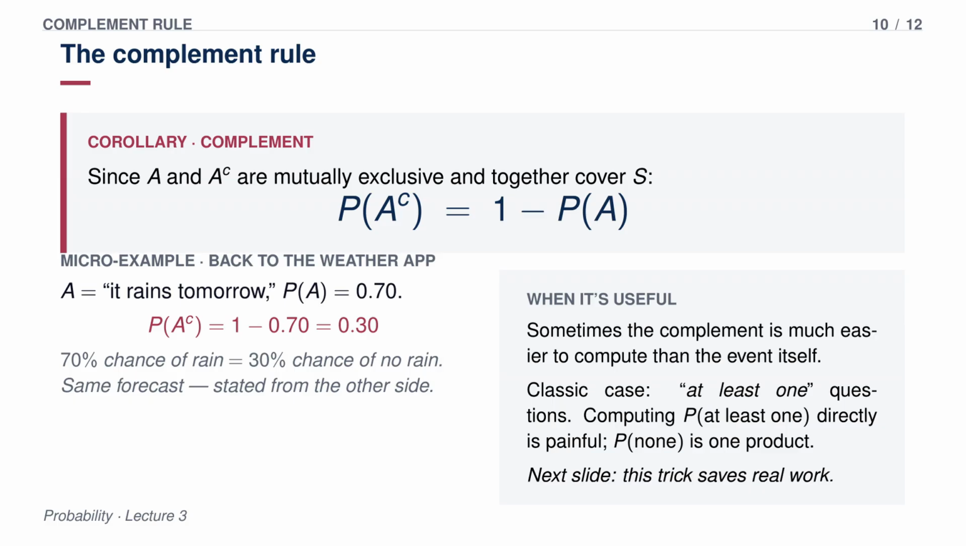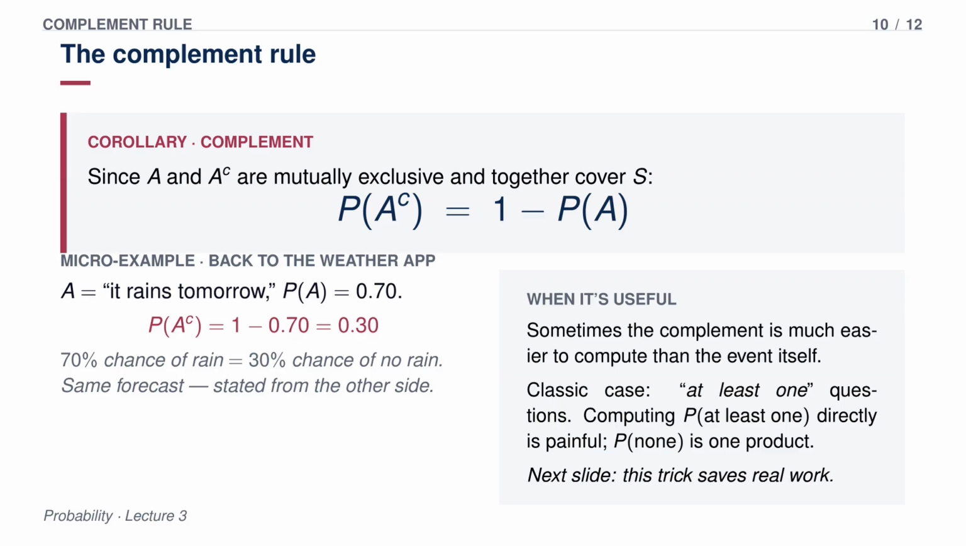This takes me right back to the weather app scene from the start of our conversation, a 0.70 chance of rain. Right. If the probability of rain is 0.70, then the probability of no rain is simply 1 minus 0.70. Which is 0.30. Exactly. It's a 30% chance of no rain.